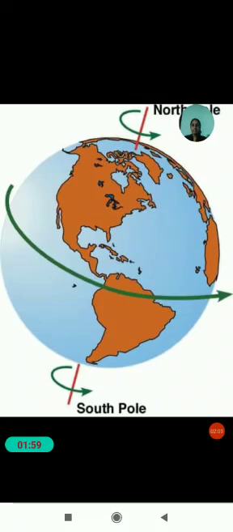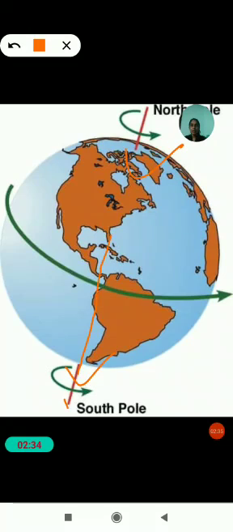The globe can be turned by moving it about a line passing through its two extreme ends. The line is an imaginary line and is called the Earth's axis. The axis is an imaginary line passing through the north pole and south pole of the Earth. Look at this picture. This is the north pole, this is the south pole. An imaginary line passing through these two poles is called the Earth's axis.